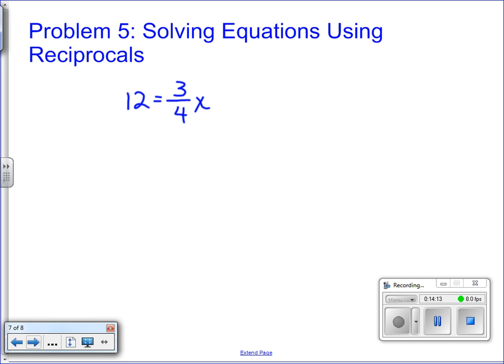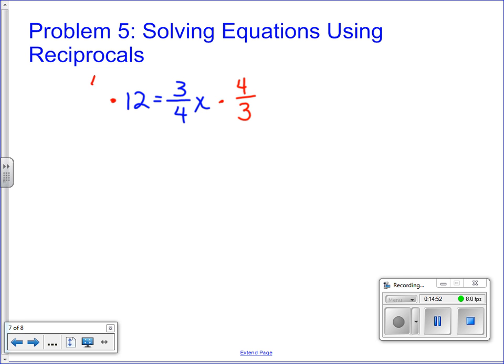Problem 5, we're going to solve equations using reciprocals. Now the first thing that you might expect to do on this problem, 12 equals 3/4 times x, is to use the inverse operation and divide both sides by 3/4. Technically, you would be correct. However, dividing by a fraction, our rule for dividing by a fraction is to multiply by the reciprocal. So we're going to skip the step of division and go right to multiplying by the reciprocal.